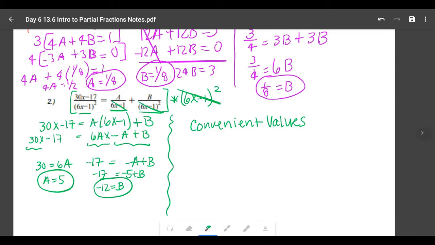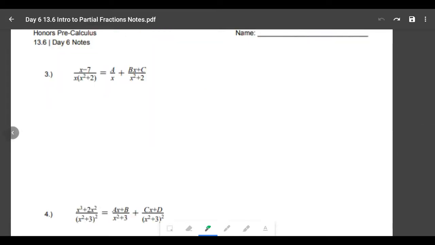All right, if you wanted to do the convenient values method, I would let x equal 1/6. That would eliminate the 6x minus 1. That would make that equal to 0. But then for the next step, you can just pick any value for x. It doesn't have to cancel anything out. You just pick any value that you want to substitute in for x, and then you'll be able to solve from there. So let's look at problem number 3.